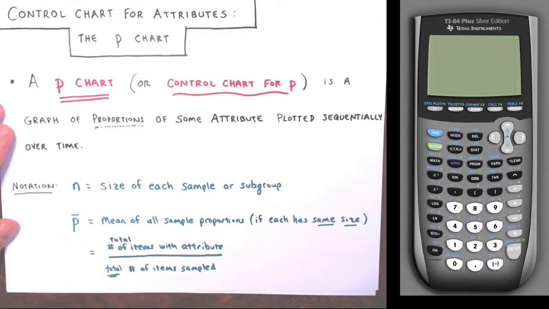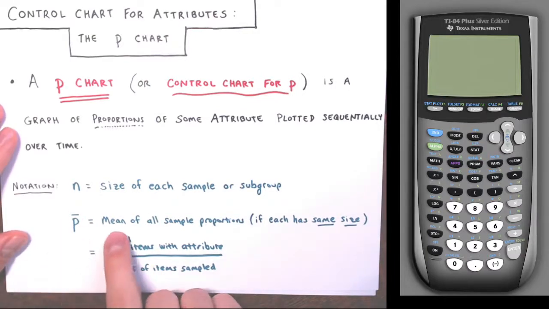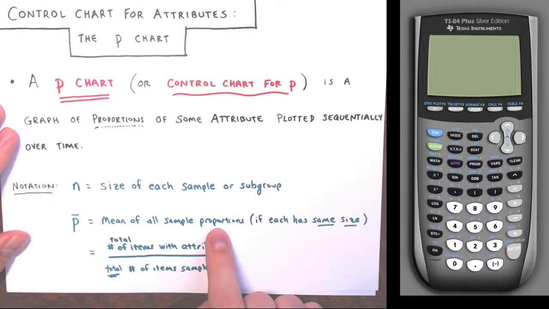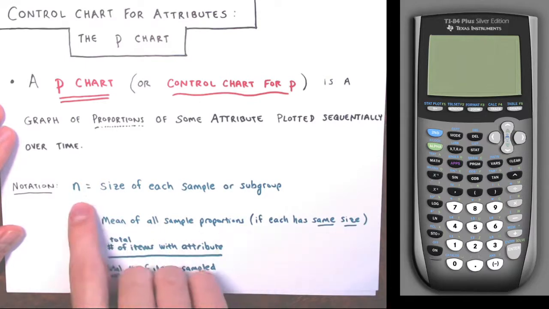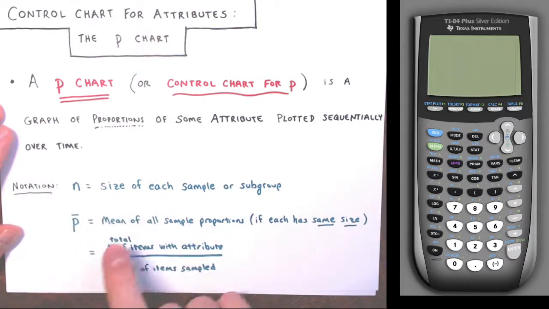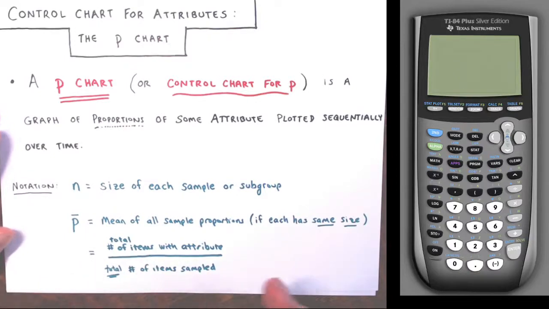P bar, just like R bar for R charts and X double bar for X bar charts, is the mean of all the sample proportions. So you add up every sample proportion and divide by how many samples you had. This will be equivalent to what I have down here if each sample has the same size, which we're going to be working with. We're going to assume that every sample I take every time period has the same size.